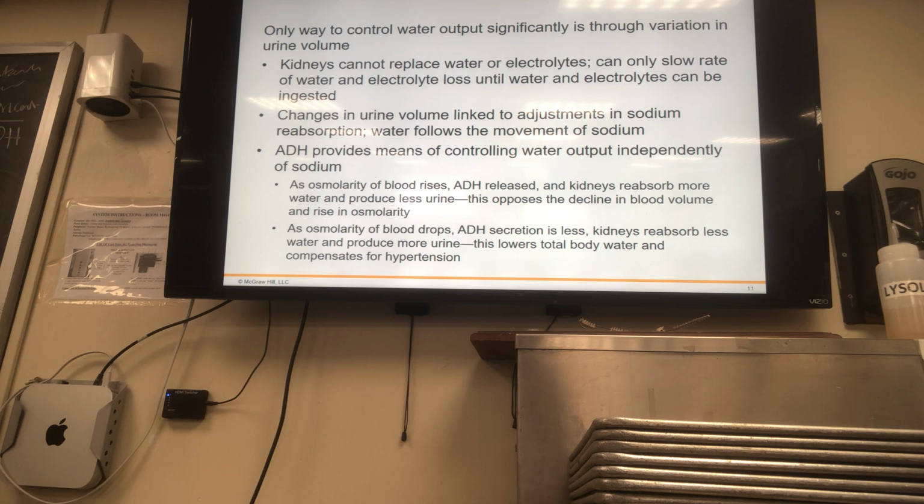As osmolarity of the blood rises, ADH is released and the kidneys will reabsorb more water and produce less urine. This opposes the decline in blood volume and a rise in the osmolarity. As osmolarity of the blood drops, your antidiuretic hormone secretion will drop and the kidneys will reabsorb less water and produce more urine. And this will lower the total body water and compensate for hypertension.